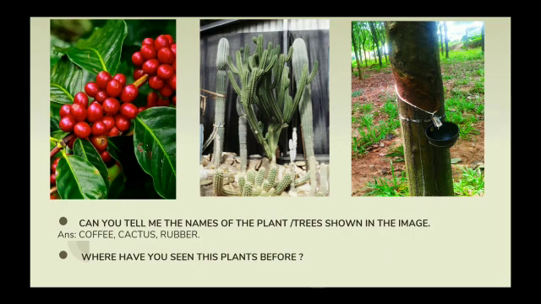Where have you seen these plants before? Yes, it's in Brazil. Because the moment we hear the word Brazil, it comes to our mind that Brazil is the coffee pot of the world and also the leading producer of coffee.